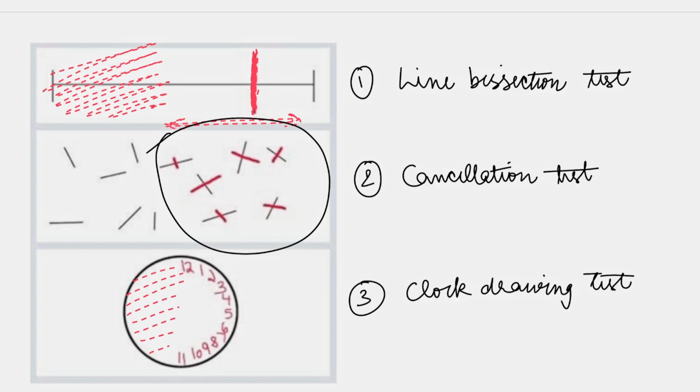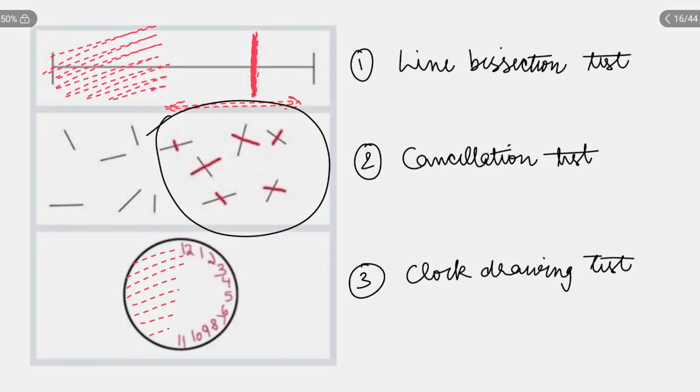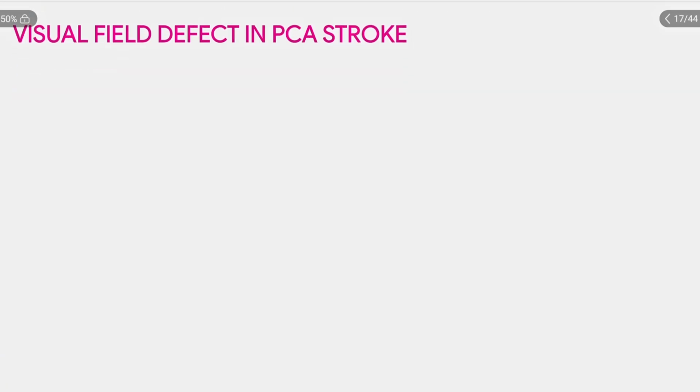Okay. Now, coming to the main part. I keep saying main part, but everything is the main part. Now let's discuss the visual field defects in PCA stroke. PCA supplies the occipital lobe, so there'll be a lesion to the primary visual area. But let's not get ahead of ourselves. Let's just draw the normal visual pathway.